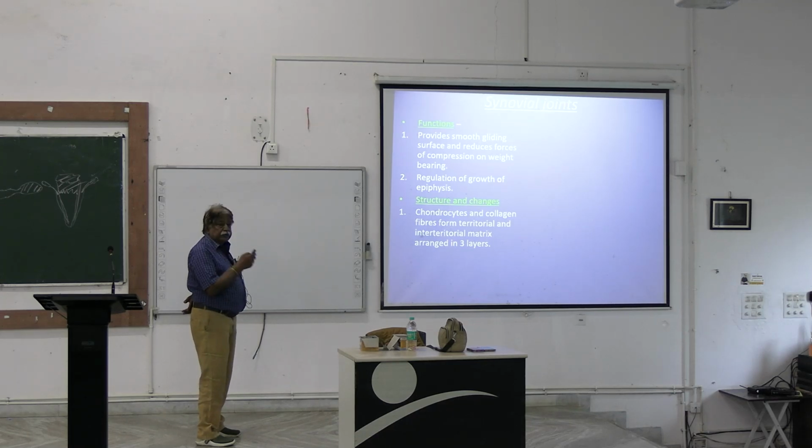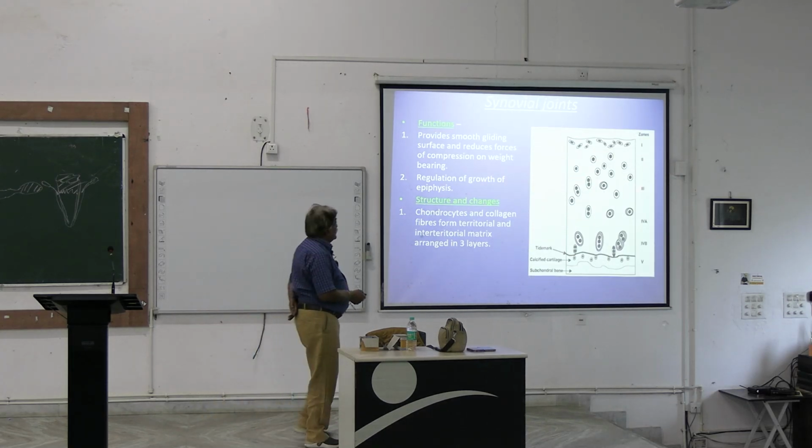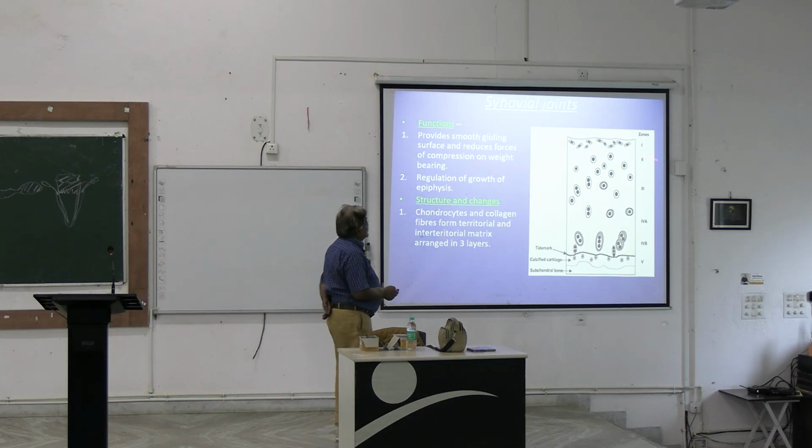But when you are asked to write a long question on synovial joints, or it can be a 10 marks question, then you can mention the chondrocytes and collagen fibers form territorial and interterritorial matrix arranged in 3 layers. See, beautiful picture. Zone 1, 2. See, this is the tidemark, calcified cartilage, subchondral bone.